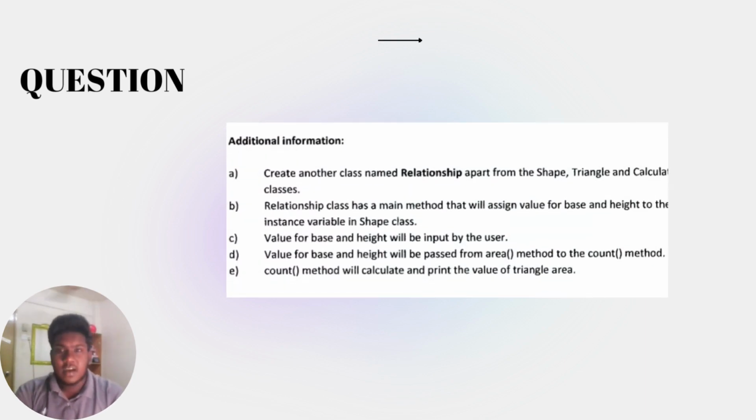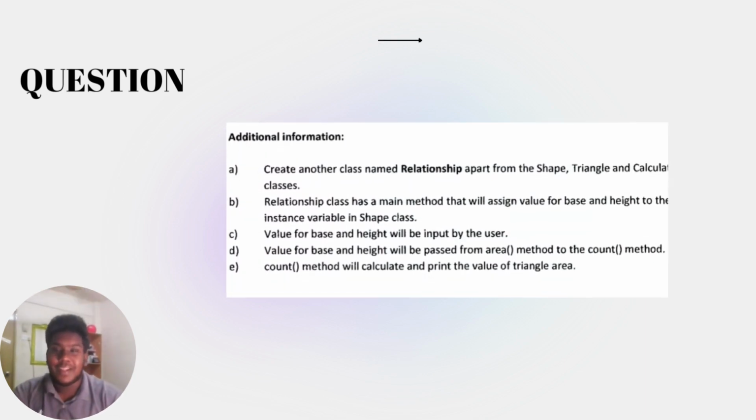Hi, sir. I'm Satish, and today I'm going to explain the additional information for the question part, where we have 5 extra pieces of additional information. The first one is to create another class named relationship apart from the shape, triangle, and calculate classes. The second is that the relationship class has a main method that will assign values for base and height to the instance variables in the shape class. The third is that the values for base and height will be input by the user. The fourth is that the values for base and height will be passed from the area method to the count method. The count method will calculate and print the value of the triangle area, which is additional information number 5.